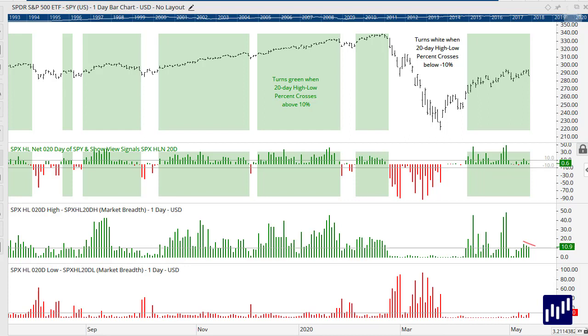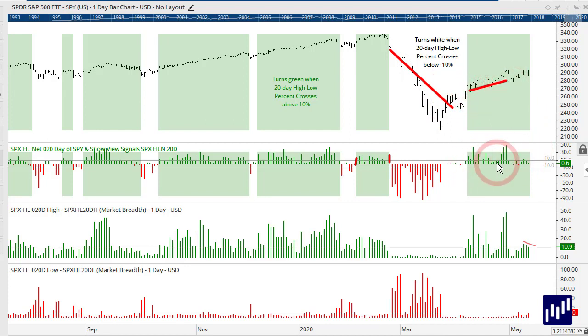Now what I've got here is a shorter term version of that: the 20-day high-low percent. It's the percentage of 20-day highs less the percentage of 20-day lows. That's the histogram there in the second window just below the price chart. When it moves above plus 10%, you've got a bullish signal and the shading turns green. When it moves below minus 10%, as it did at the end of February, the shading turns white, or there's no shading, and that is bearish. So we got that bearish signal, and we got a bullish signal.